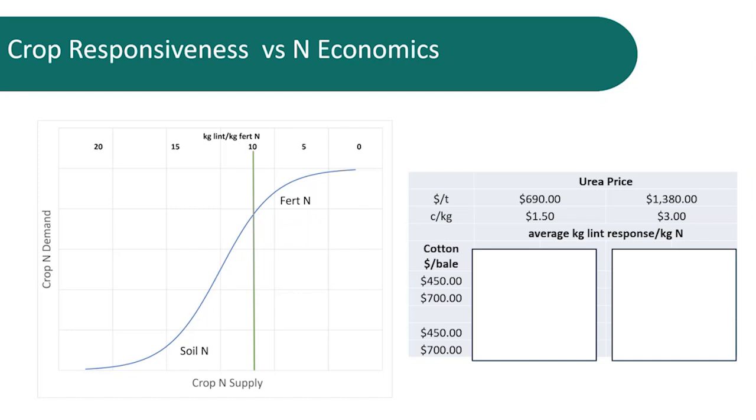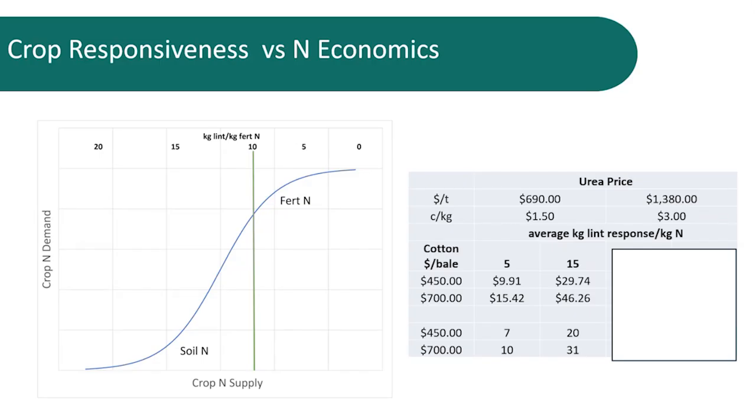So what I've done is just construct a little table to say, look, if urea this past season was $700, $690, $1.50 a kilogram, versus what happens if we double the price. Down the left-hand side is cotton at $450 a bale versus $700. It's probably a range that we look to work in.